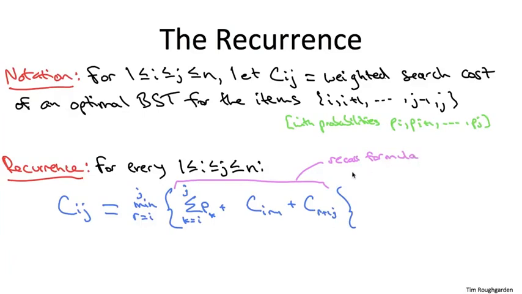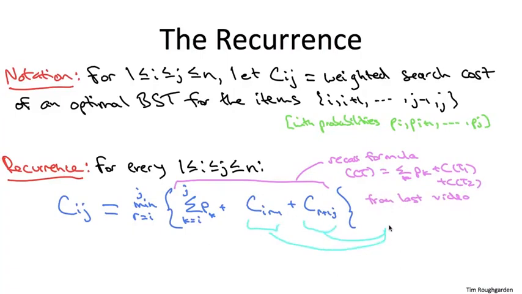So one extra edge case we should deal with is if we choose the root to be the first item, then the first recursive term doesn't make sense. Then we would have C of I, I minus 1, which is not defined. Similarly, if we choose the root to be j, then this last term would be C of j plus 1, j, which is not defined. Remember, indices are supposed to be in order. So in that case, we just interpret these capital C's as 0.